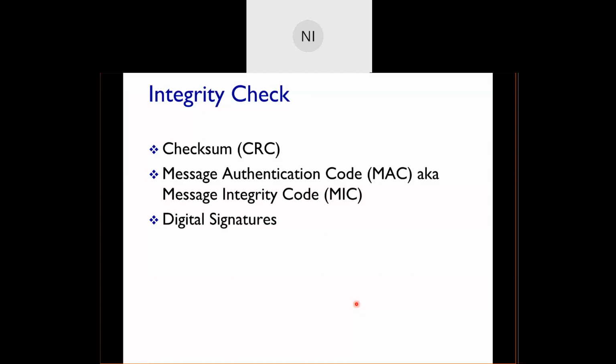Then we will talk about message authentication codes, also known as message integrity codes, how we can use them for integrity check and what the problems with MAC codes are. Finally, I will talk about digital signatures, how these are superior compared to checksum and message authentication codes for ensuring data integrity, authenticity, and also non-repudiation. So these are the three topics that we'll go through in today's class.